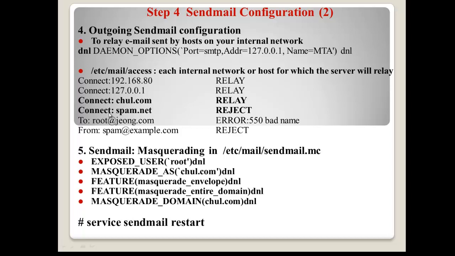But some domain names like spam.net, sometimes you need to deny or reject this kind of domain. In this case, you can write reject, or to root at jung.com. In this case, if someone tries to send email to this account, then you can show error 550 bad name like this. Or the originator, the sender, like spam at example.com. This is the account trying to send email to your server, then you can reject like this.